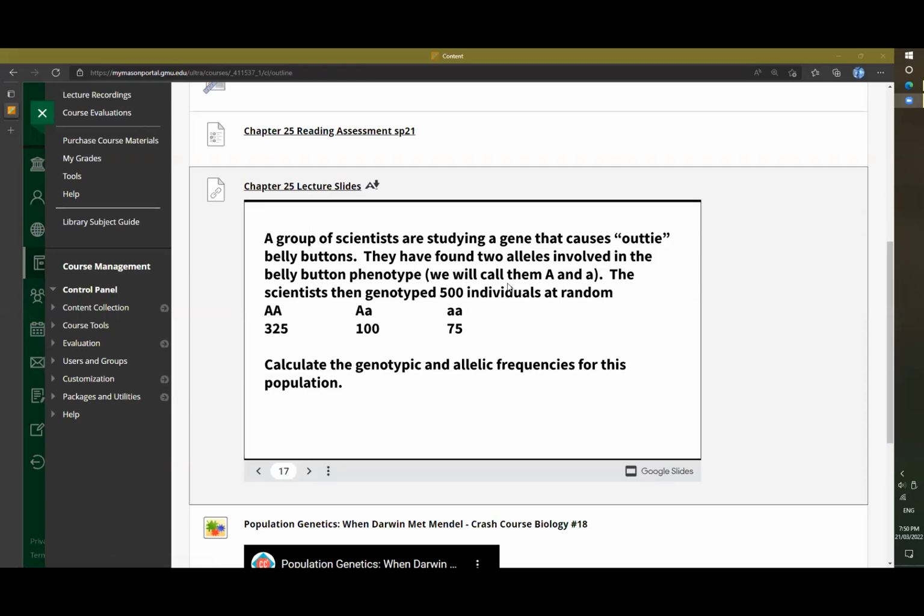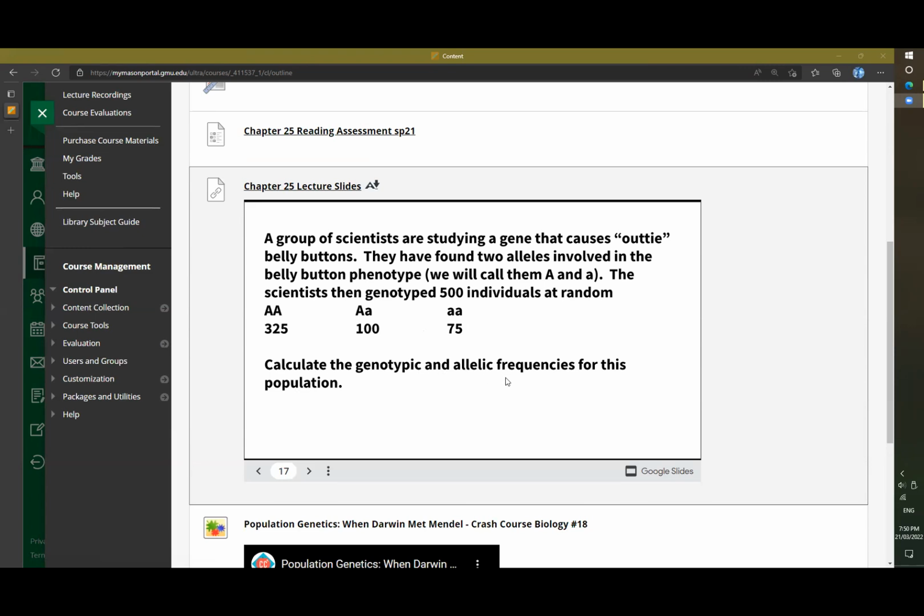A group of scientists are studying a gene that causes outie belly buttons. They have found 2 alleles involved in the belly button phenotype, one being capital A and the other lowercase a. The scientists then genotyped the 500 individuals and discovered this distribution of genotypes. So let's find the genotypic and allelic frequencies for this population.